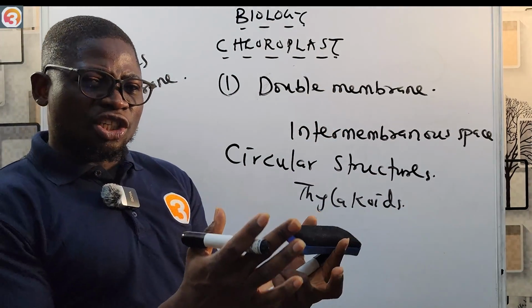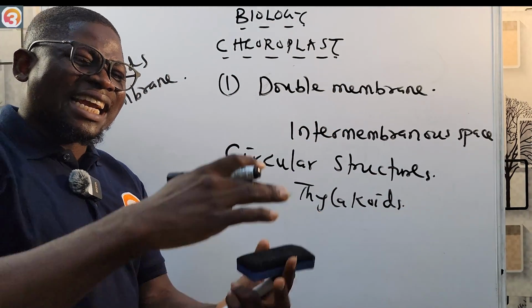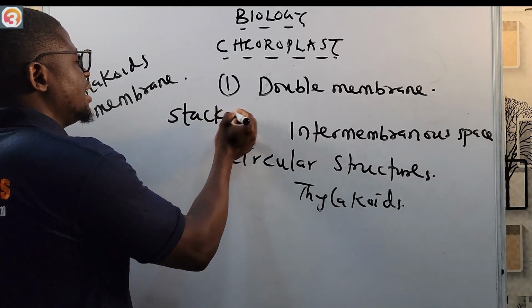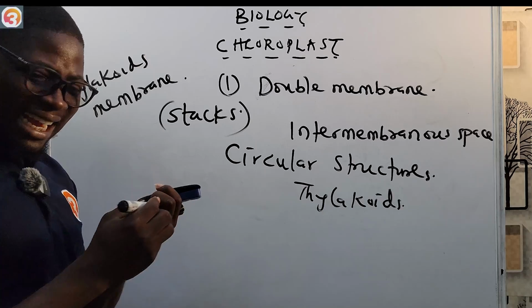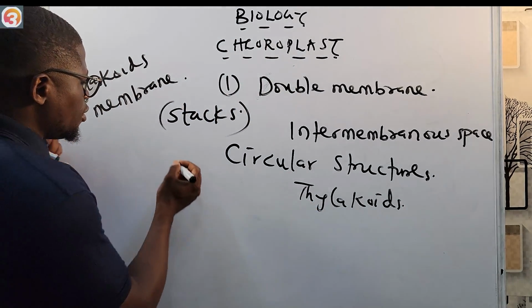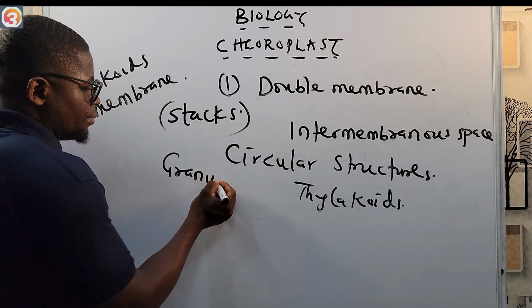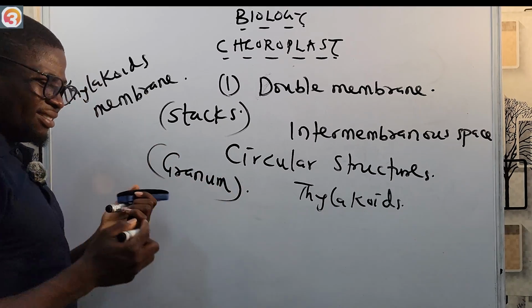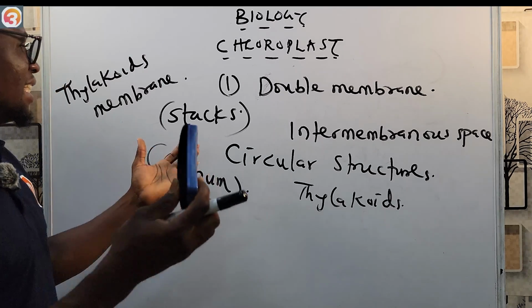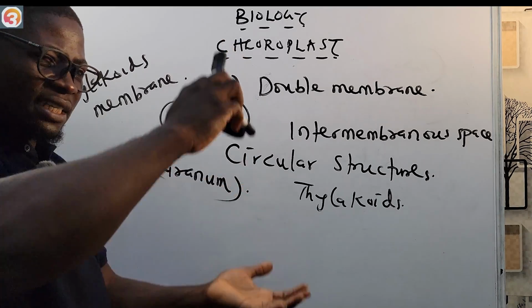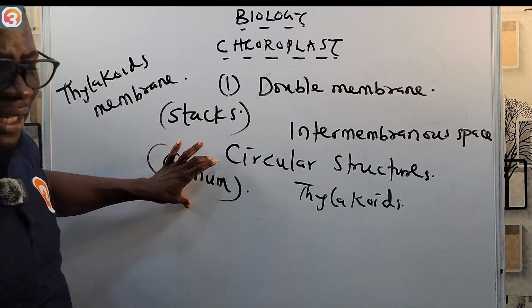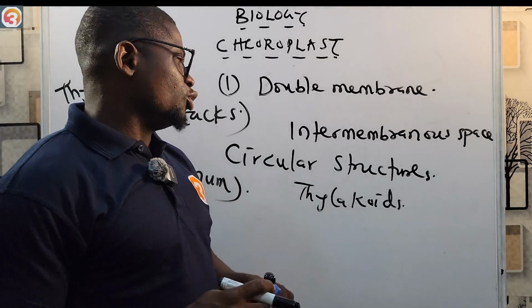These thylakoids can be arranged in stacks, one on top of each other like this, to form what we call granum.